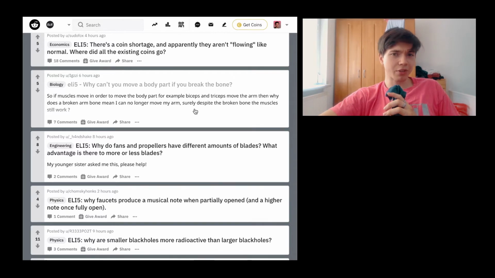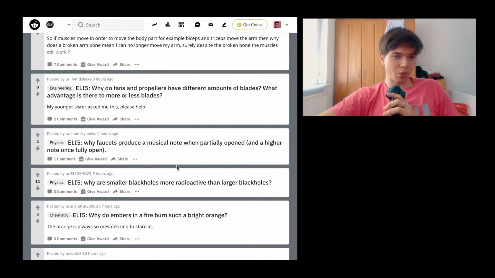This is going to be the last one for this subreddit, but other subreddits, other subreddits. Why do fans and propellers have different amounts of blades? Well, I actually don't care. Why? No.